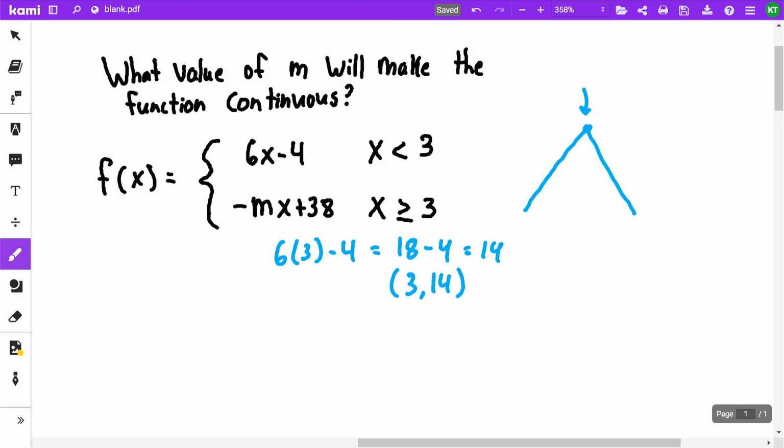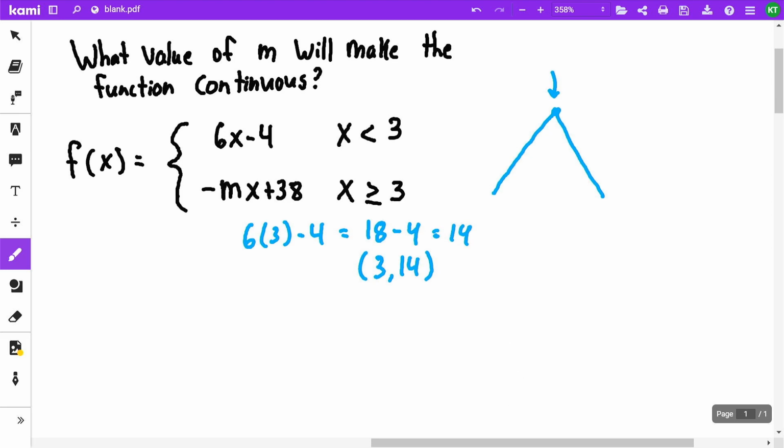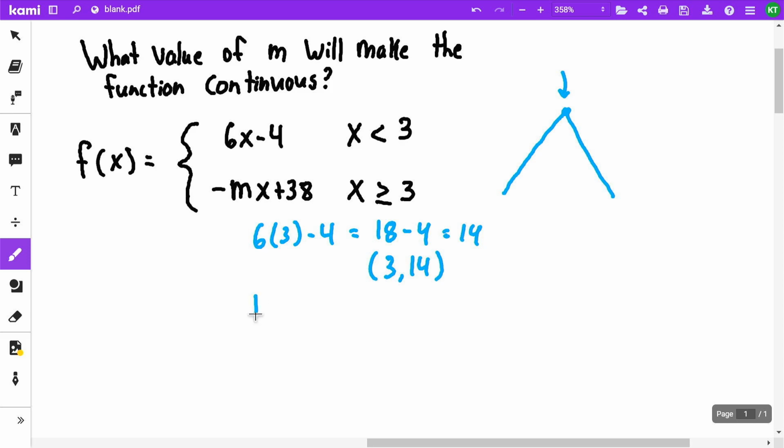And now that I know this is the point which these two subfunctions are going to share, I can set my second subfunction equal to that. So I will have my y, which is equal to 14, because that's the y value it's going to share. So I'll have 14 equal to negative m, which we don't know yet, times whatever my x value is here, 3, because that's the x value they share, plus 38. And that 38 is the part that's already given to me.